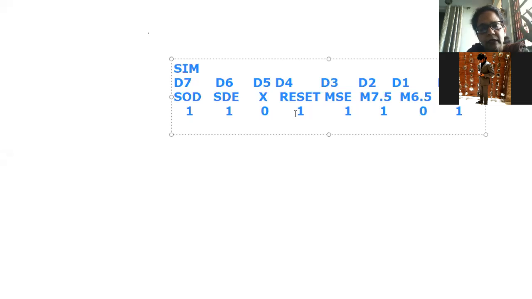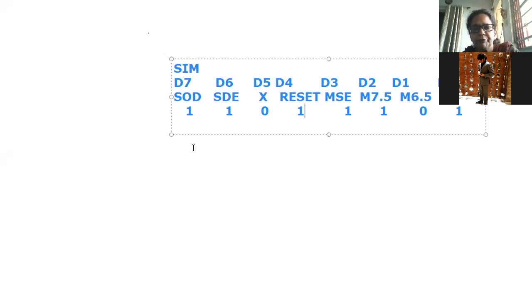On the RIM and SIM instructions, they will never ask for a program, but they can ask you to explain the RIM and SIM instructions. So the SIM instruction is mainly used to send serial data at the SOD pin and mask the interrupts. Which interrupts? 7.5, 6.5 and 5.5. Then you have to explain this particular structure.